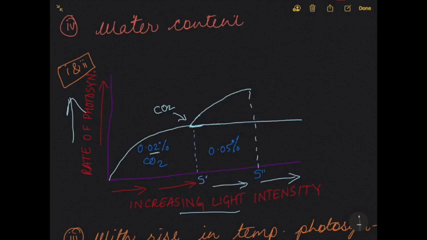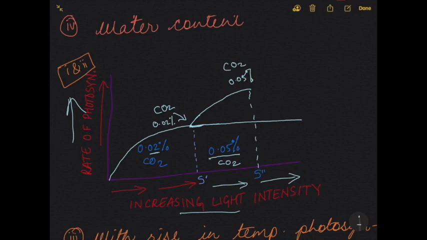So at this point the carbon dioxide concentration is 0.05. It has increased to 0.05. At the earlier point it was 0.02%. Again we increased the amount of carbon dioxide and it reached 0.05%, the concentration of carbon dioxide.